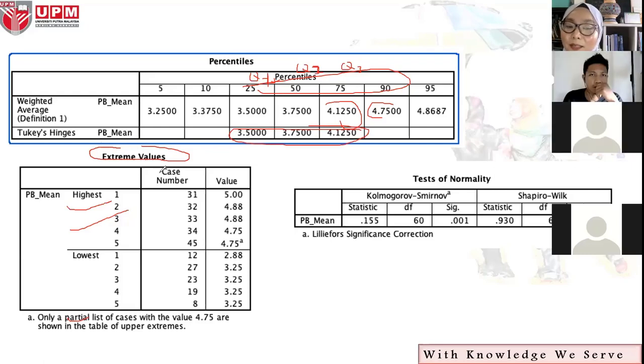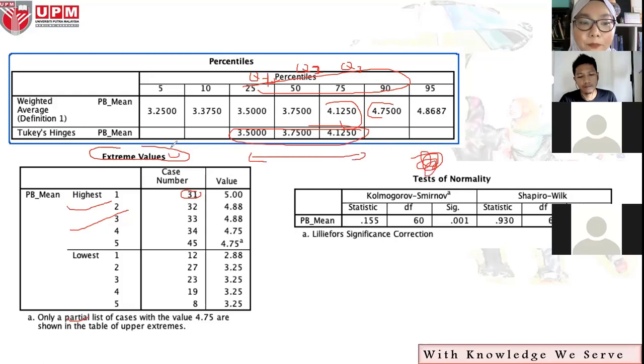Okay, so these are the case numbers of the score. Faham tak extreme values? Okay, extreme values ni actually the score that located beyond your average score. For example, the normality is between 25 and 75 percentile. But this value ni falls outside the range. Okay, this value ni falls perhaps outside this range here or here. So this value is considered to be extreme values.